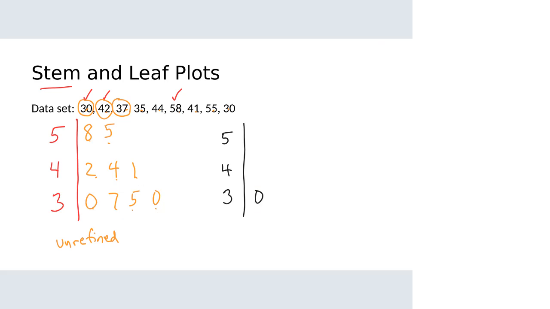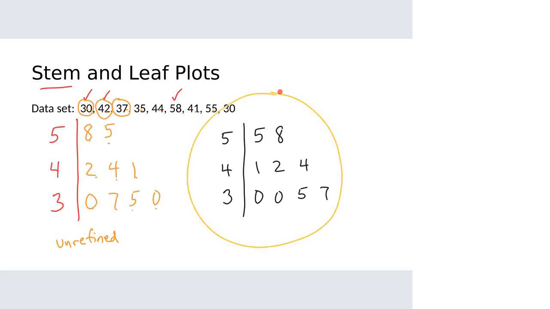So it's going to be 30, 30, 35, 37. And then in the 40s, I've got 41, 42, 44. And then the 50s, I have 55, 58. And now what I have over here is my refined stem and leaf plot. It's my entire data set, and it is written from least to greatest. I've got 30, 30, 35, 37, 41, 42, 44, 55, 58.